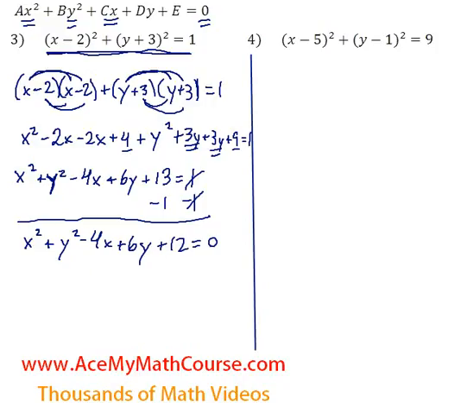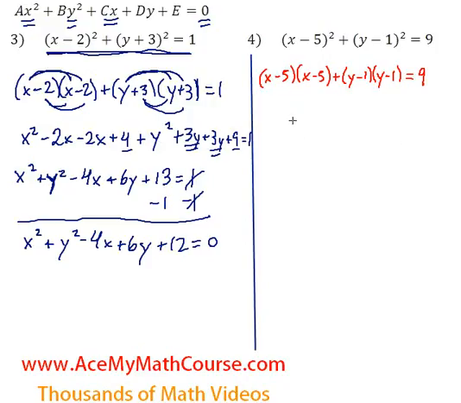Fantastic. So now let's work on question 4. And again, let's change this from standard to general. And we have x minus 4 squared. Sorry, x minus 5 squared. I don't know where the 4 came from when I said it. And we'll just rewrite it as x minus 5 times x minus 5. Then we have y minus 1 squared. So I will rewrite it as y minus 1 times y minus 1, which is equal to 9.